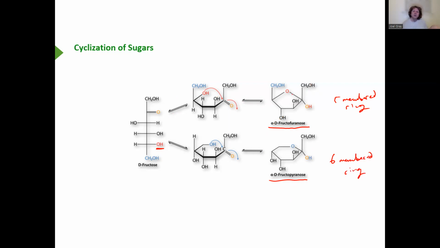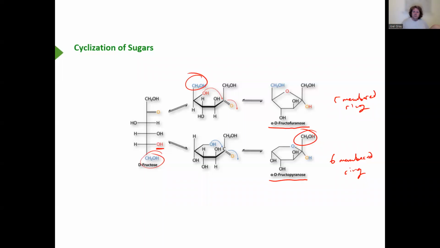What's happening? We have the oxygen, the OH group on carbon number 5, which is the oxygen within that ring to give us that alpha D fructofuranose. Then we've got alpha D fructopyranose. The oxygen within that ring is the oxygen of the OH group on carbon number 5. Carbon number 6, in both cases, is outside of our ring.